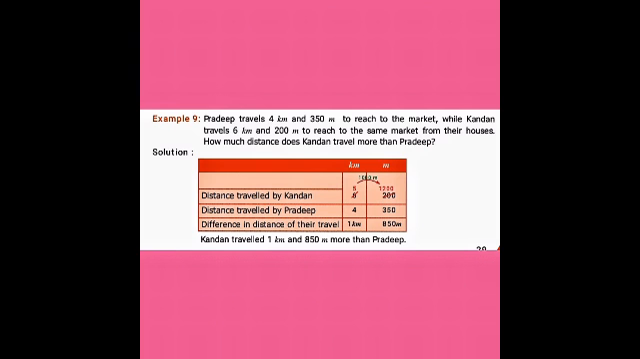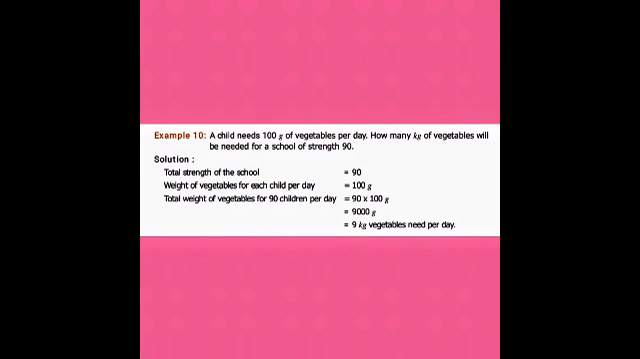Yes, let's move on to the third sum. Example 10. A child needs 100 grams of vegetables per day. How many kgs of vegetables will be needed for a school of strength 90? The given question is, there is a school, the strength is 90. If one child needs 100 grams of vegetables, for the 90 children, how many grams of vegetables do they need? That was the question.